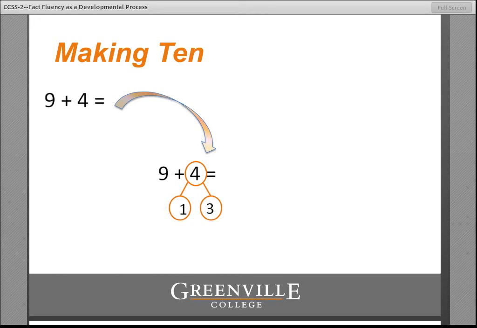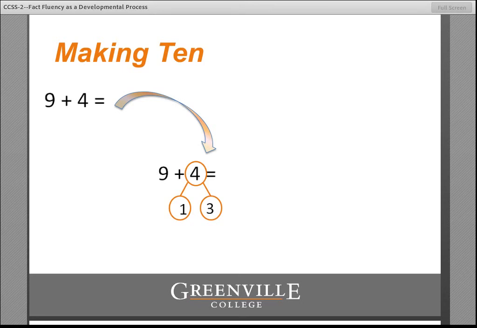A student might say, oh, I took 1 away from the 4 and gave it to the 9. Now, as a teacher, I'm going to try to model appropriate mathematical language. So I might say, let's go back to the 4. You say you decomposed it into a 1 and what was your other addend? Okay, you decomposed the 4 into a 1 and a 3. So I just modeled the words decompose and addend.